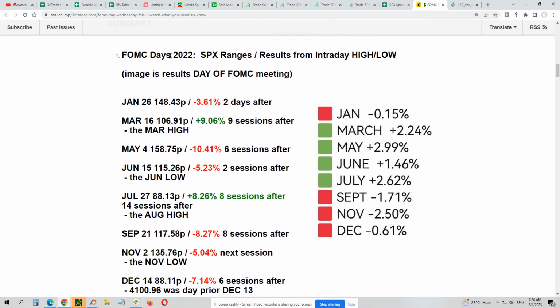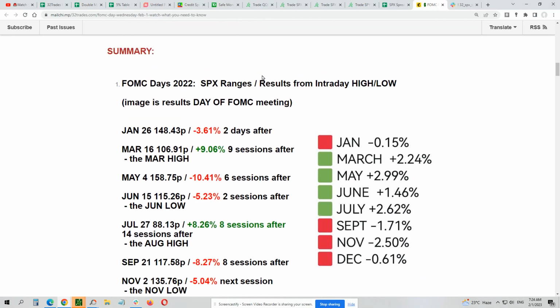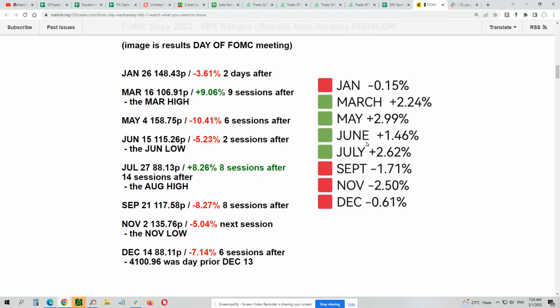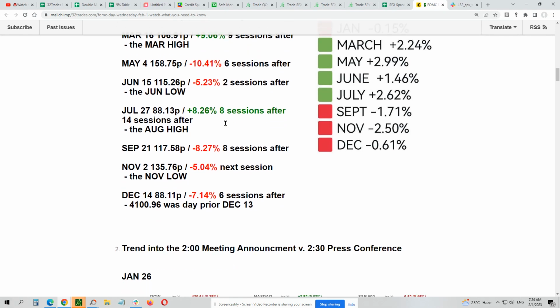So FOMC days 2022, we'll go through the summary here. What I've included here I found on Twitter, which was very nice. These are your closes of FOMC day that I have on the right in the image. January, March, May, June, July, September, November, December, right? And here's the summary of afterwards. January 26th, that's your range. What happened 2 days after, 9 days, 6, and so on.